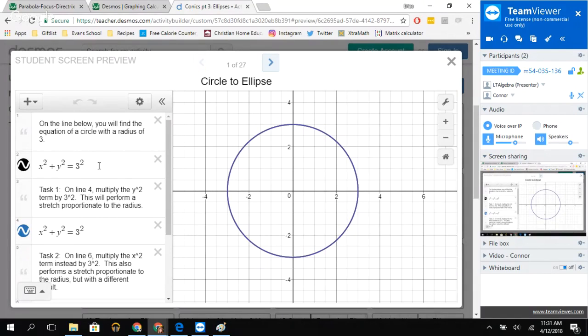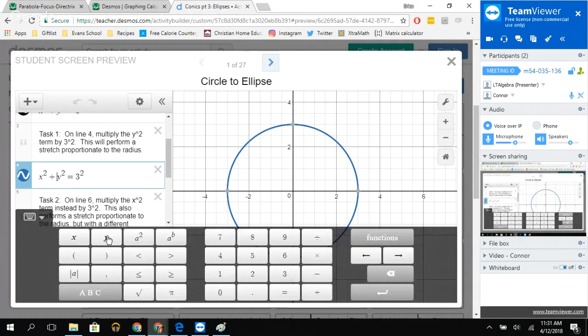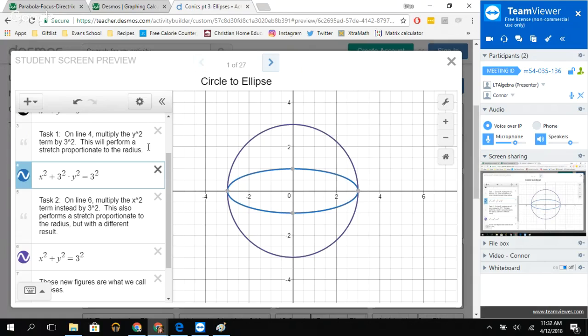On the line below, you'll find the equation of a circle with a radius of 3. So we just talked about that, right? X squared plus y squared equals 3 squared. On line 4, multiply the y squared term by 3 squared. So we're going to multiply this by 3 squared times y squared. Not up there. Times y squared.